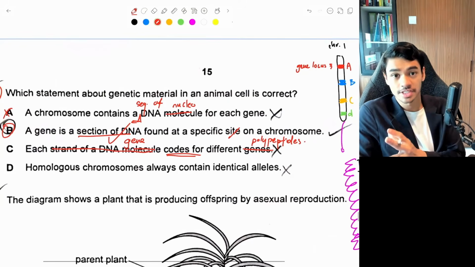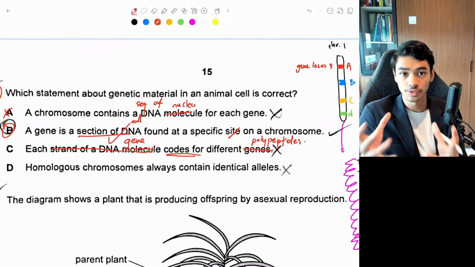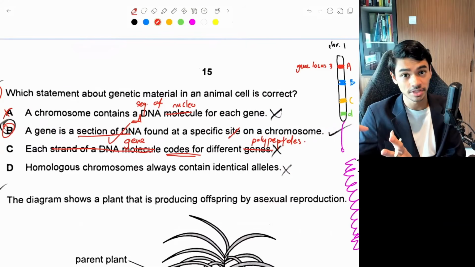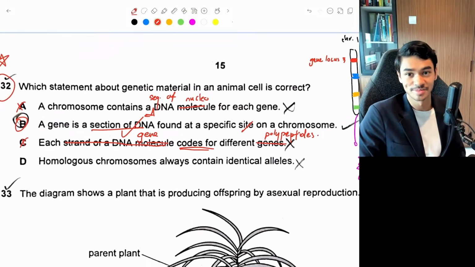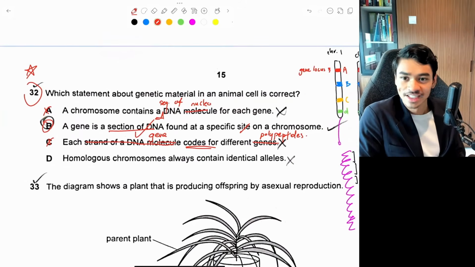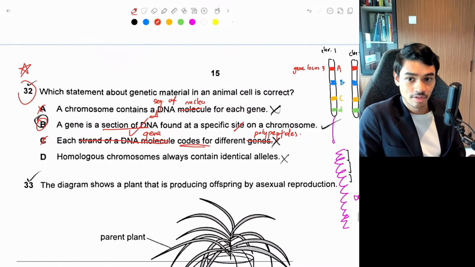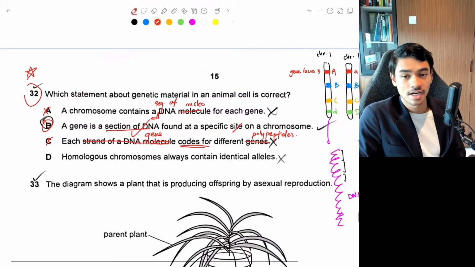A gene is like a recipe, and the polypeptide is the food, the dish. Let's say it's a recipe for burgers. If you follow it, it will code for a burger. It will instruct a burger to be made. But obviously, our genes don't code for burgers. They code for proteins. So now D, homologous chromosomes always contain identical alleles.